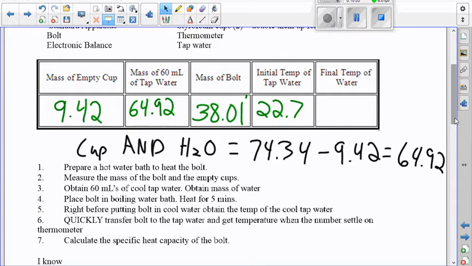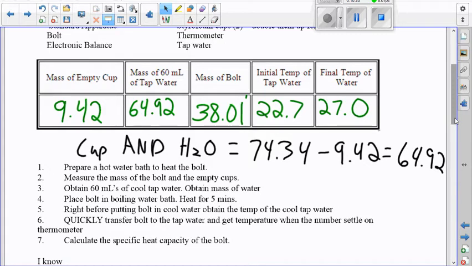Oh, no, it moved again. Looks like we're sitting at 27 point. Oh, there we go.